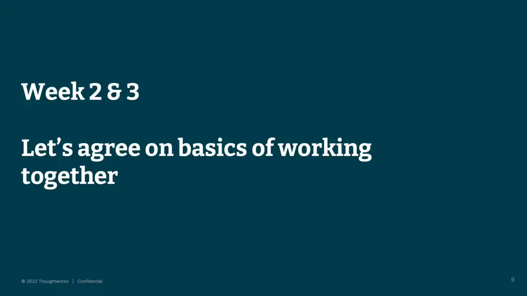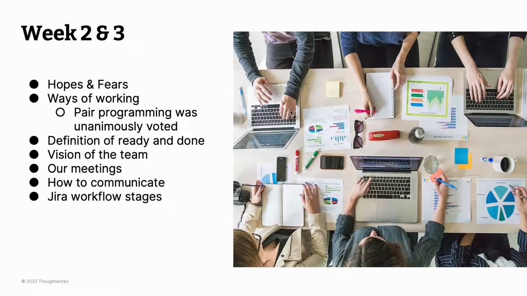So when 2 different teams join, we need to find some ways of working together. And that's how we started our week 2 and week 3. We started with things like hopes and fears. So we discussed what to expect and what not to expect. Way of working, like, do you want to do pair programming? We said, okay, that's a good thing, let's do it. We defined the definition of ready and done, the vision of the team. We also defined what meetings we should attend and what we shouldn't. We decided the communication channels, how we're going to talk to each other, how we're going to transfer information and knowledge as part of this journey.